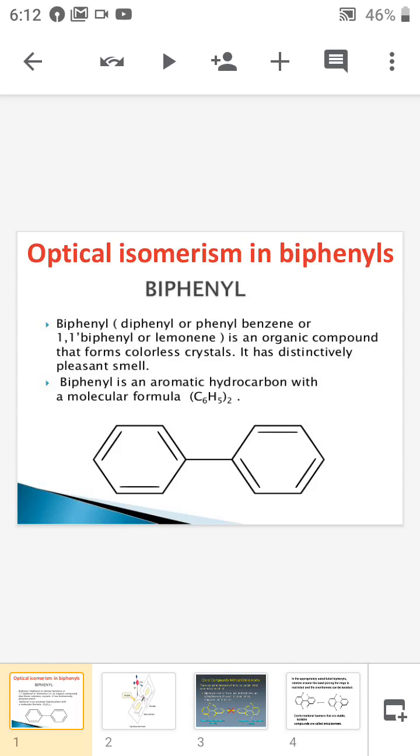bond. And we have already studied that in a C-C sigma bond, rotation is possible, and due to this rotation we will get different conformations. Since the phenyl group is a small group and the C-C rotation is also possible in diphenyl, we can see that there is no asymmetric carbon atom present in this molecule. So actually it is an achiral molecule.